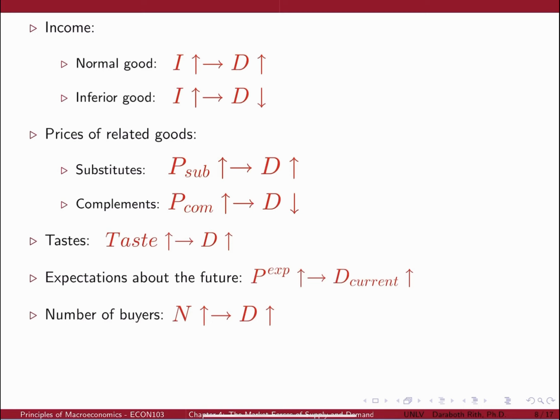Prices of related goods, such as substitutes or complements. If the price of a substitute increases, the demand of your preferred good increases. For example, you prefer Coke over Pepsi. So if the price of Pepsi increases, you are happy with it and you keep buying Coke. Now, if the price of a complement increases, the demand of your preferred good falls down.